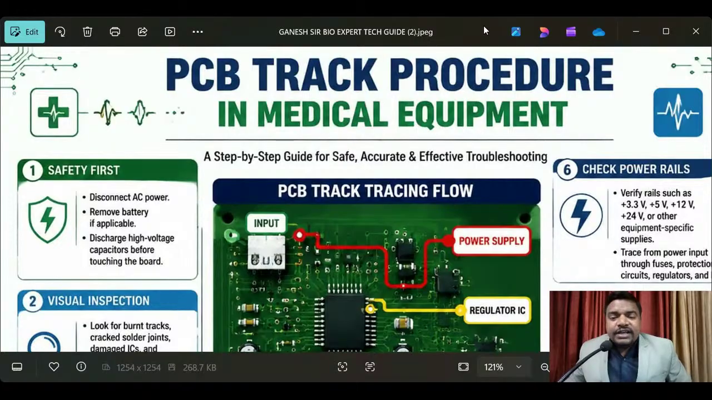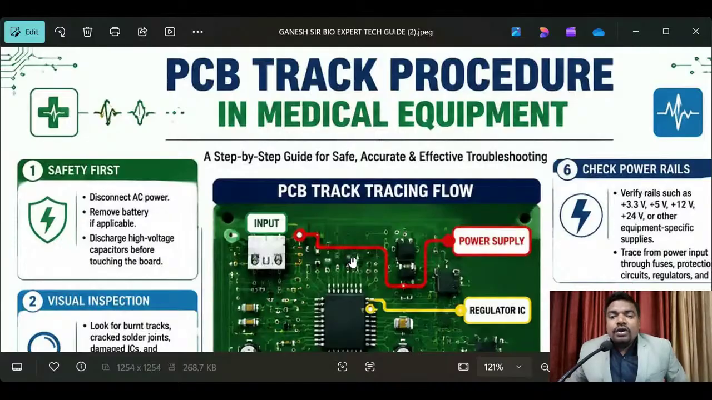This is my presentation, which I'm going to explain for your awareness: the PCB track procedure in medical equipment, what things are there, and step by step I will guide you and show you. If needed, I will add my real-time hospital experiences to support you all. Slowly I will tell you, so listen carefully, without confusion. Focus on the things, and whoever is new, subscribe now. PCB track procedure in biomedical equipment: a step-by-step guide for safe, accurate and effective troubleshooting.